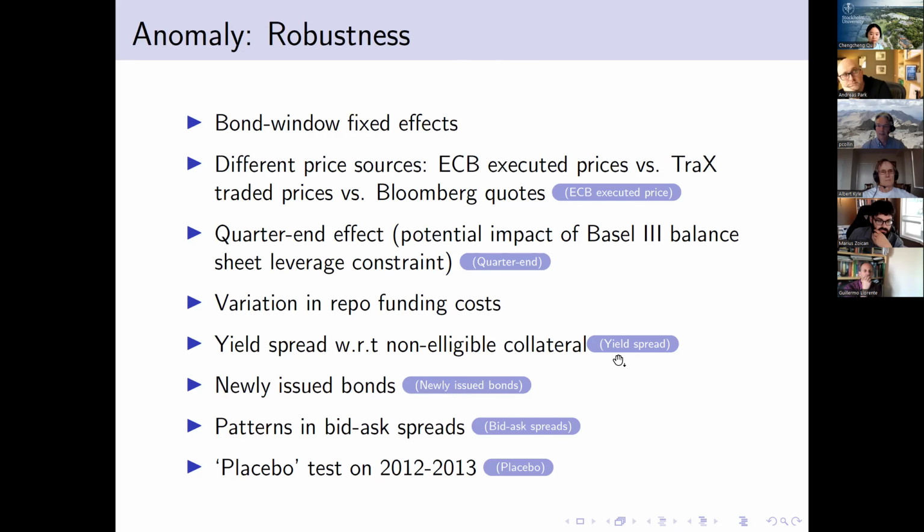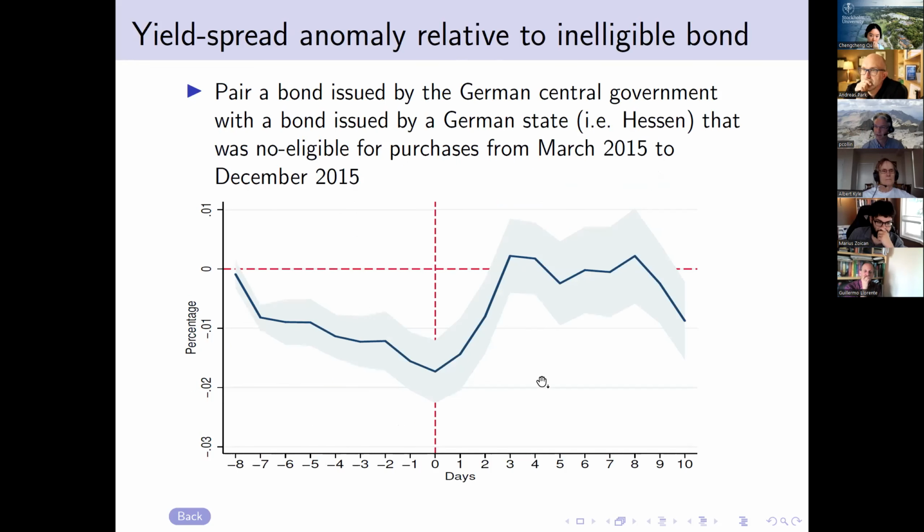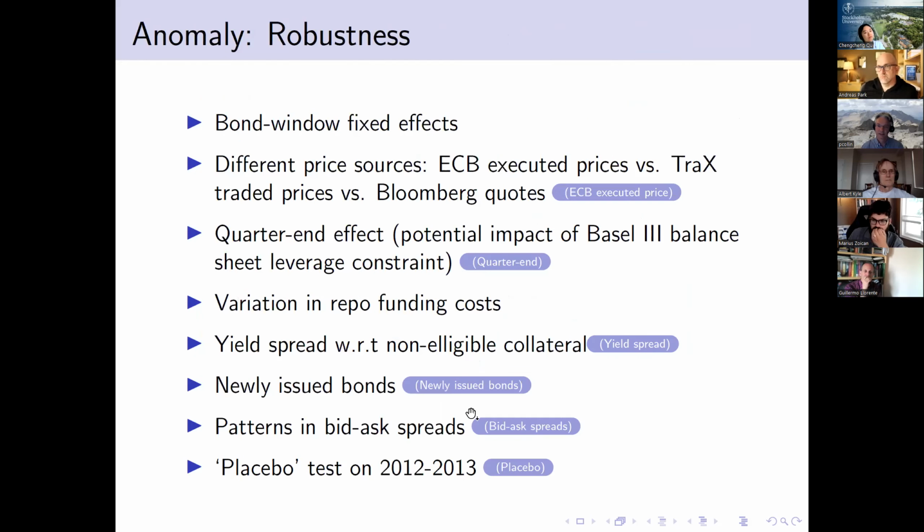We might think, well, maybe there's a general pattern during that period for some random reason. We don't know why. So what we do is we look at the difference between bonds that were issued by German states, but were not eligible during half of the window for purchases by the ECB, and the bonds that are eligible, issued by the central German government. And we find that the pattern is there in the difference, which tells us that it's not a general pattern applying to all bonds issued by German entities.